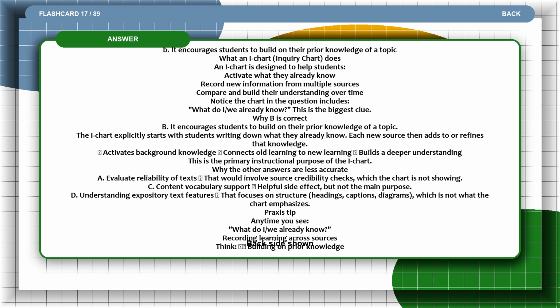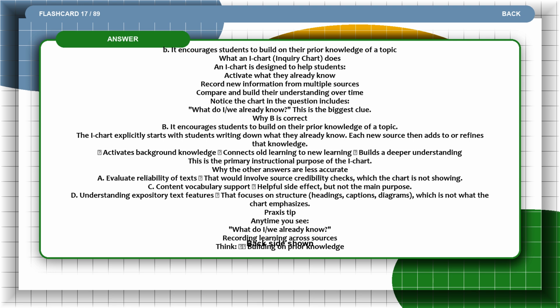A. Evaluate reliability of text. That would involve source credibility checks, which the chart is not showing. C. Content vocabulary support. A helpful side effect, but not the main purpose. D. Understanding expository text features. That focuses on structure, headings, captions, diagrams, which is not what the chart emphasizes.